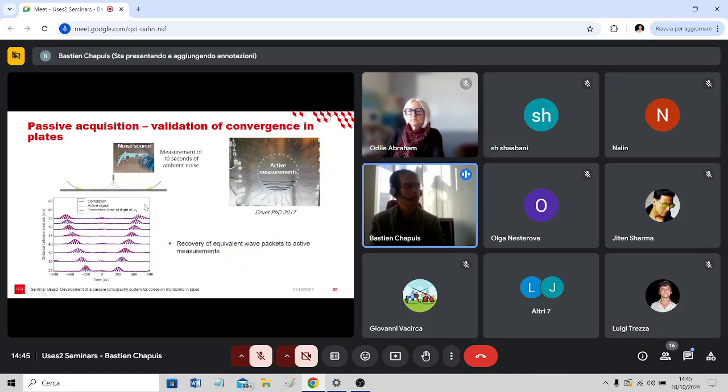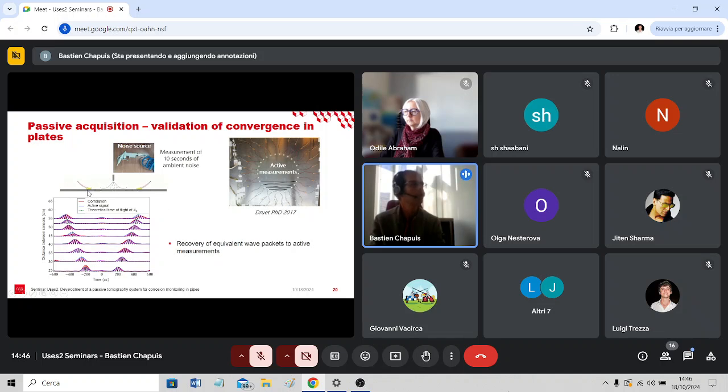So these are results that are quite old now in our group, but it was our first work on the subject, just to demonstrate that this equivalence between active and passive works well in a practical operation. Here we consider an aluminum plate, and we have a piezoelectric transducer at different distances.